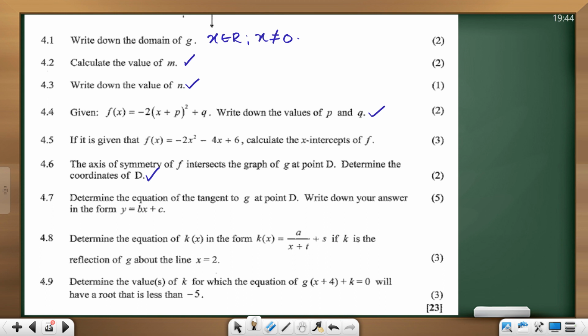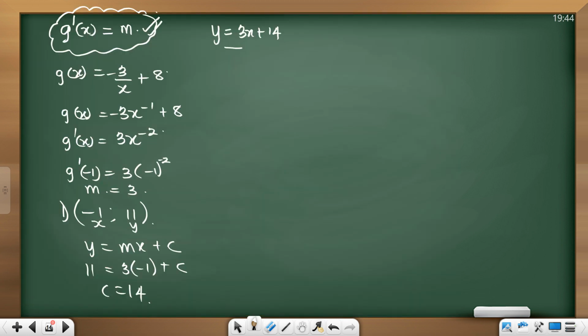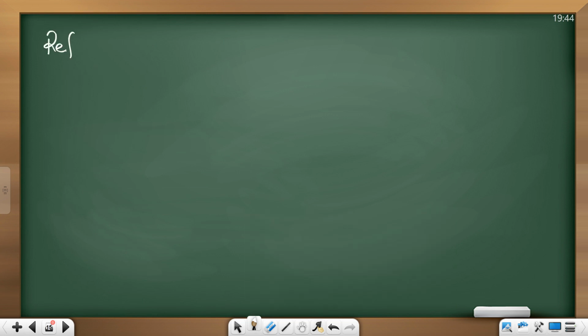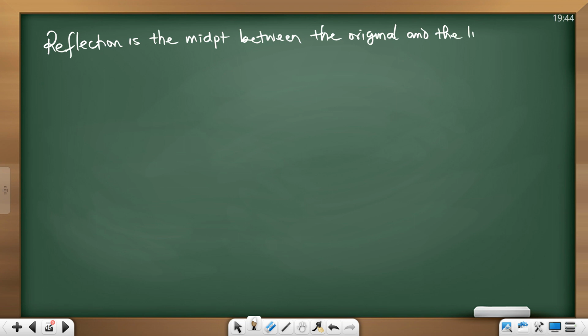Guys, let me quickly teach you reflection. Every time we reflect, write it down. Reflection is very easy. Reflection: the midpoint, the original and the image.